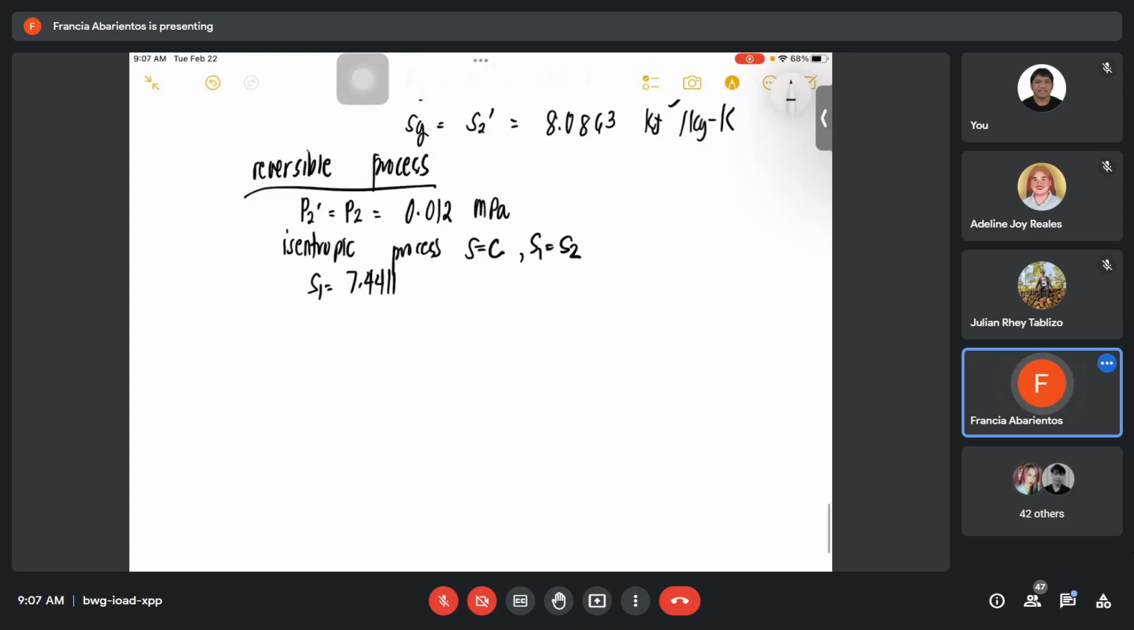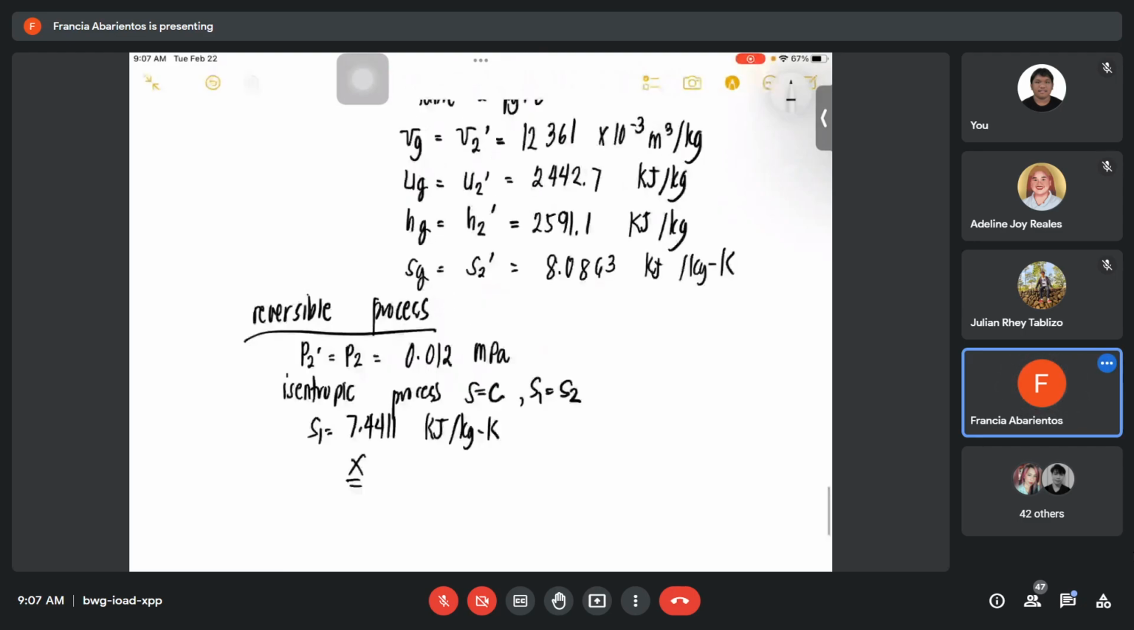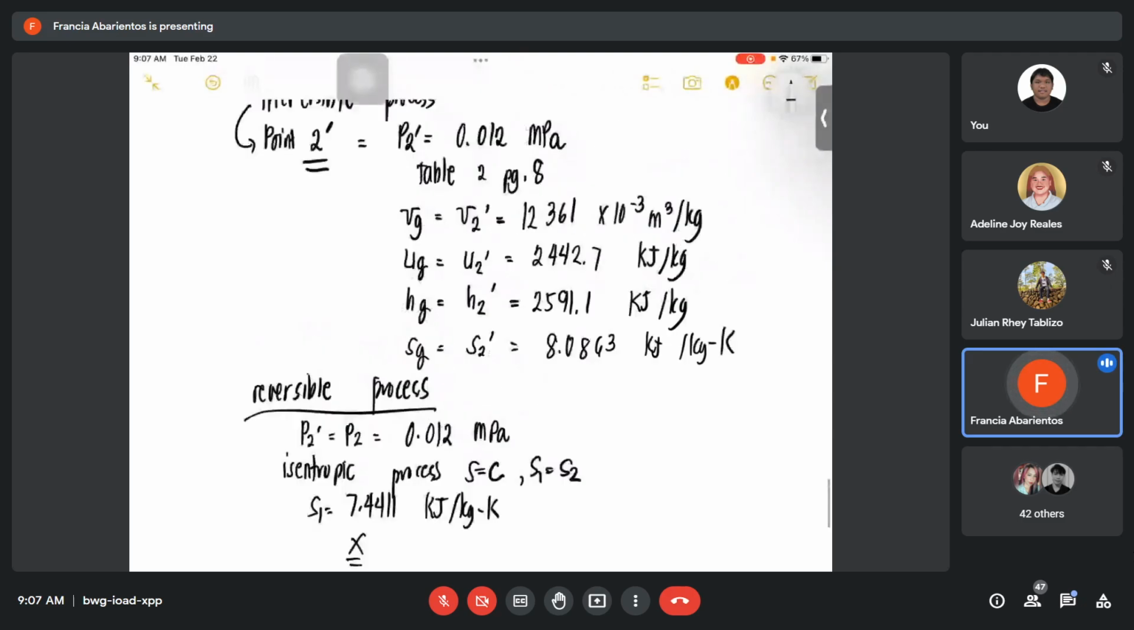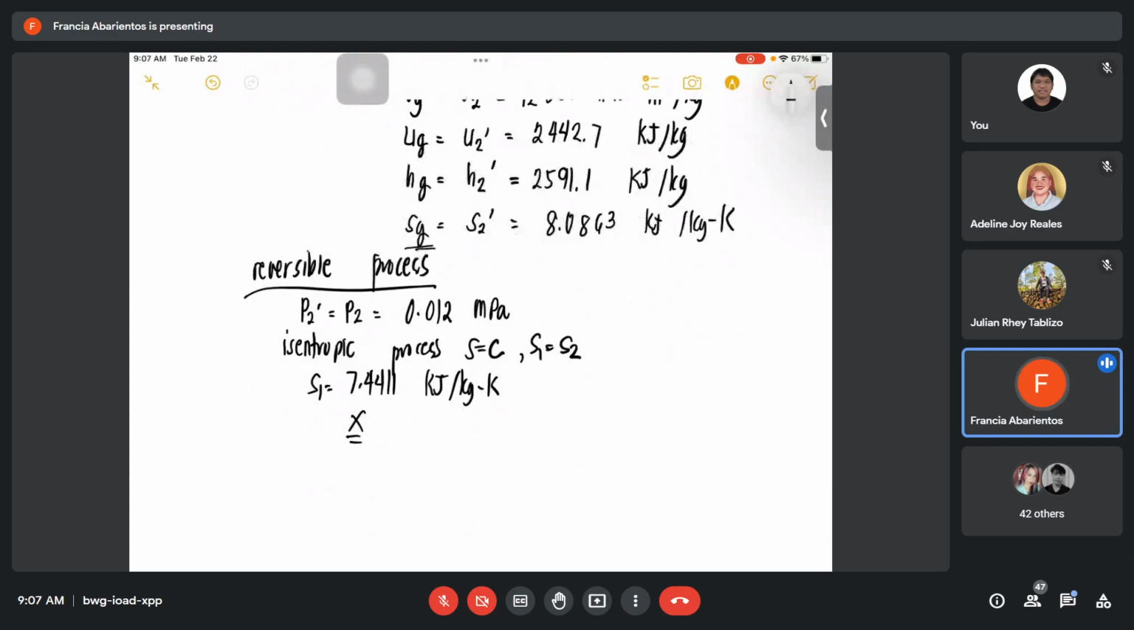Hanapin muna natin, class, yung quality nito, class. Quality. Okay? Bakit kailangan natin yung quality? Kasi, from the, nakita naman natin yung SG natin at this pressure is 8. So, mas malaki siya. So, this is in between. Okay? Para ma-drawing mo, class, dun sa PS diagram na.